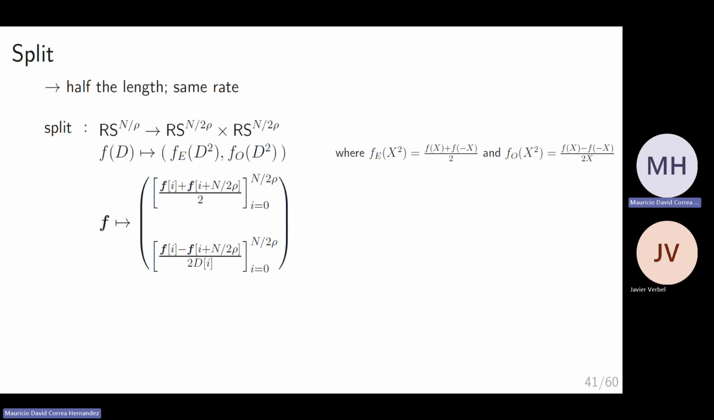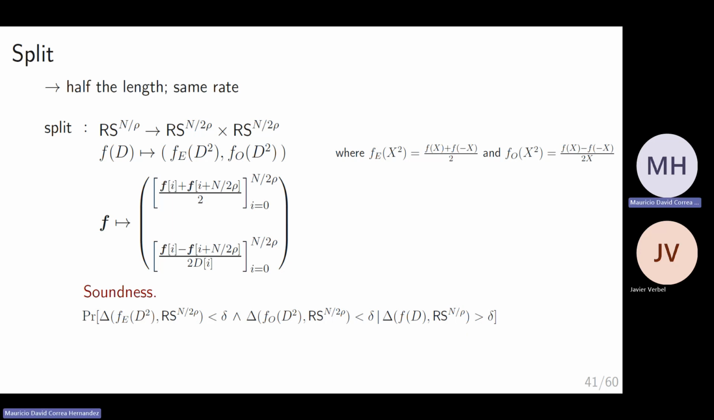You just take two elements of your vector spaced apart by half the vector's length. On the one side, you add them. On the other side, you subtract them. And in both cases, you divide by 2. In the second case, you also divide by x, or the value of x in that domain point. So the polynomial expression and the code word expression are basically the same thing.